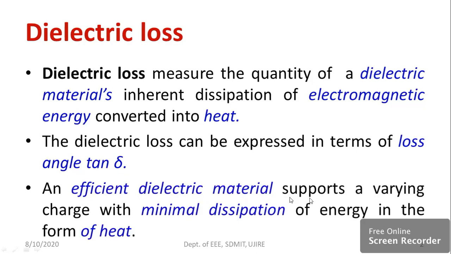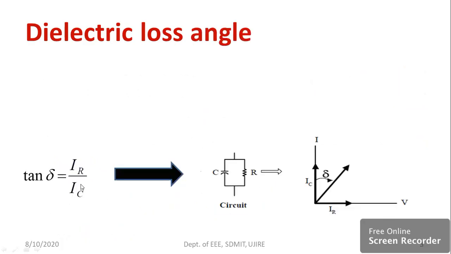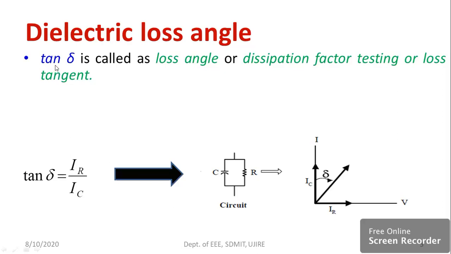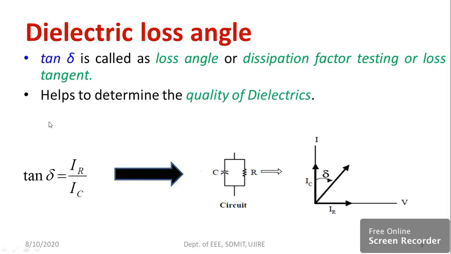For an efficient dielectric material, the value of dielectric loss should be as minimum as possible. That means the loss tangent should be as minimum as possible. The value of dielectric loss can be computed by using the dielectric loss angle. Let us become familiar with what we mean by dielectric loss angle. Actually, tan delta is called the loss angle, or you can call it dissipation factor testing, or one can call it loss tangent. Tan delta helps to determine the quality of dielectrics.